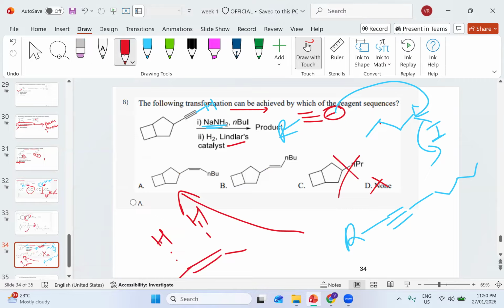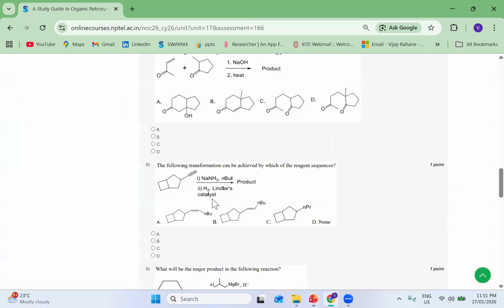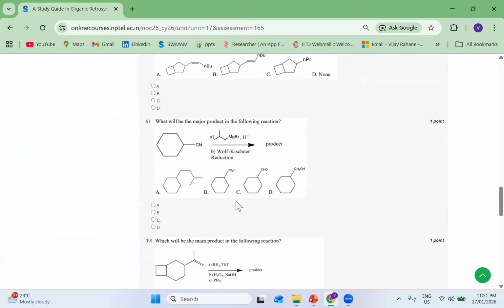So among A and B, option A is the correct one, which contains the Z stereochemistry of this double bond. And I'm saying also, if you have the lithium-based reduction, then the reduction goes in a radical fashion, and we get the trans or E-alkene. But in this case, we have the Lindlar catalyst, so we get the Z olefin. I hope you understand this one now.